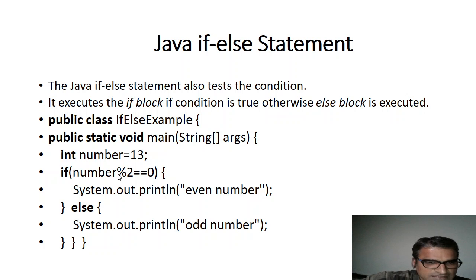See, in this program, if number modulus 2 equals, this is the equality operator, when the remainder is 0, then it will be called an even number. But we are not getting the remainder as 0 when we divide 13 by 2. The remainder will be 1. So under those circumstances, the else part gives an odd number.